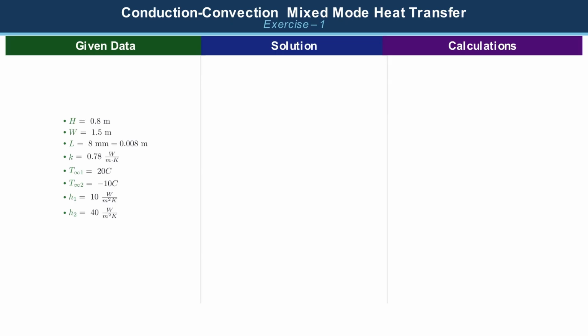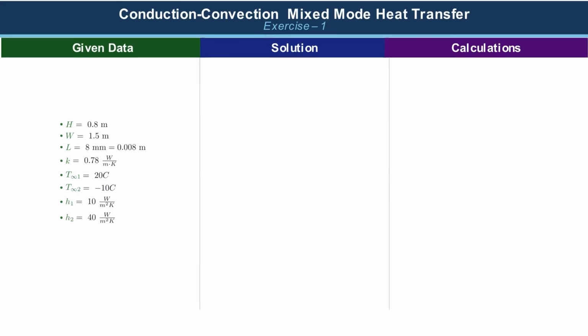The indoor fluid temperature, T infinity 1, is 20 degrees Celsius, and the outdoor fluid temperature, T infinity 2, is negative 10 degrees Celsius. So heat is flowing outward from the warm room to the cold outside. Inner convection coefficient, H1, is 10 watts per meter squared Kelvin. Outer convection coefficient, H2, is 40 watts per meter squared Kelvin. Good, everything is noted. Now let's begin solving.